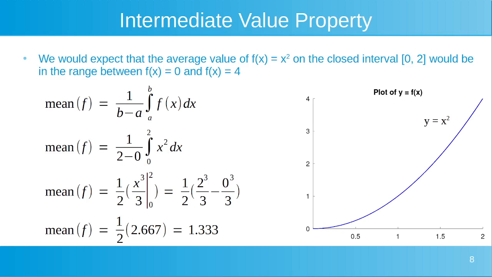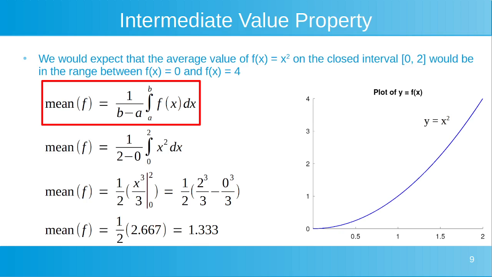So if we were to calculate the average of those values, we would not expect that average to be greater than the maximum function value of 4, and we wouldn't expect it to be less than the minimum function value of 0. We can calculate what that average value of that function is on that closed interval using this equation highlighted in the red rectangle. The mean of our function f is equal to 1 over b minus a times the integral from a to b of f of x dx.